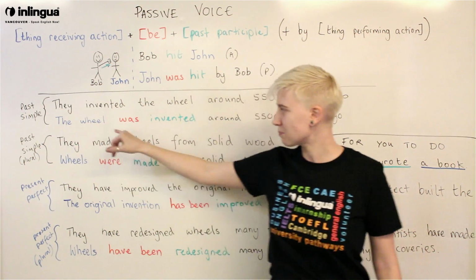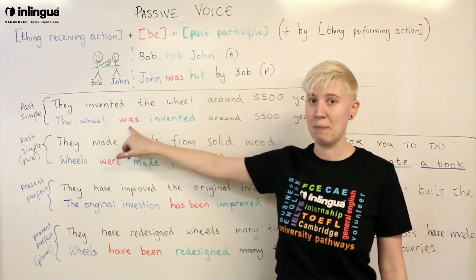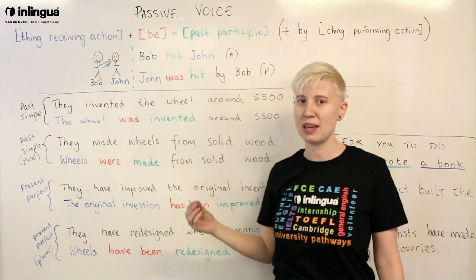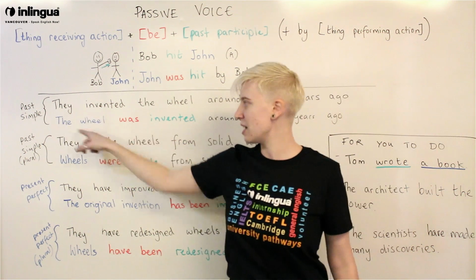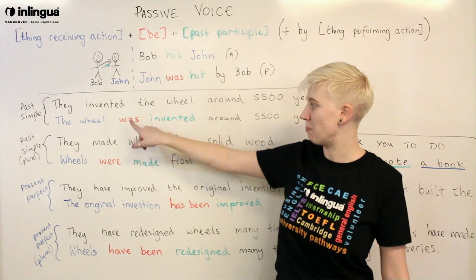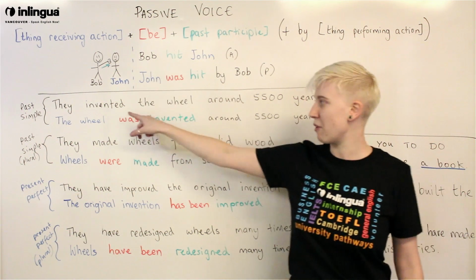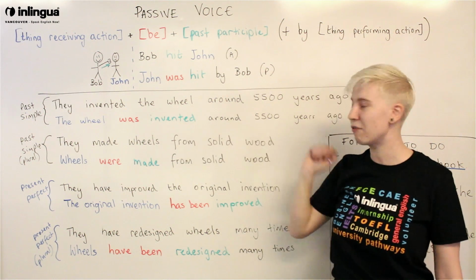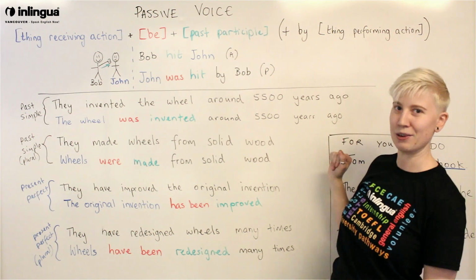The wheel. And then we need the verb be. As I said before, we're going to look at the past simple form. So here we are using was. This is singular. The wheel was, which is our be word. And then we take the verb down, invented. The wheel was invented around 5,500 years ago.